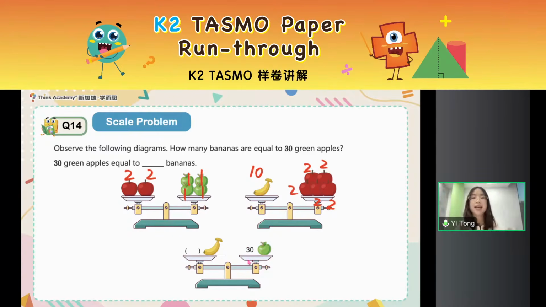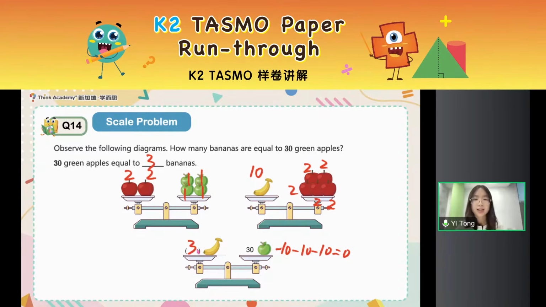Now, we have 30 green apples. So how many 10s are there? Right? We can use minus 10, minus 10, minus 10. And we get 0. So 3 bananas. And our answer is 3.